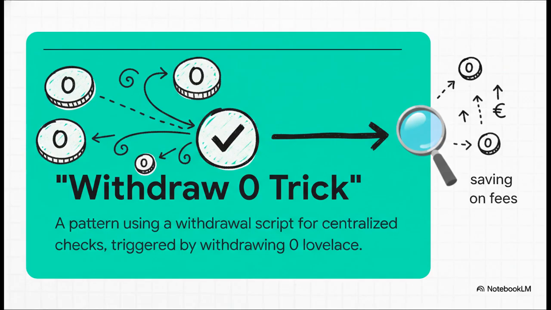Remember those withdraw scripts we talked about? Well, some clever developers figured out you can trigger one just by trying to withdraw zero lovelace. So what you do is you put all your common shared checks into one single withdrawal validator. Then, your other scripts only have to check one simple thing. Did that central withdrawal validator run successfully? This way, the heavy lifting only happens once, saving everybody money on fees. It's such a cool and clever pattern.